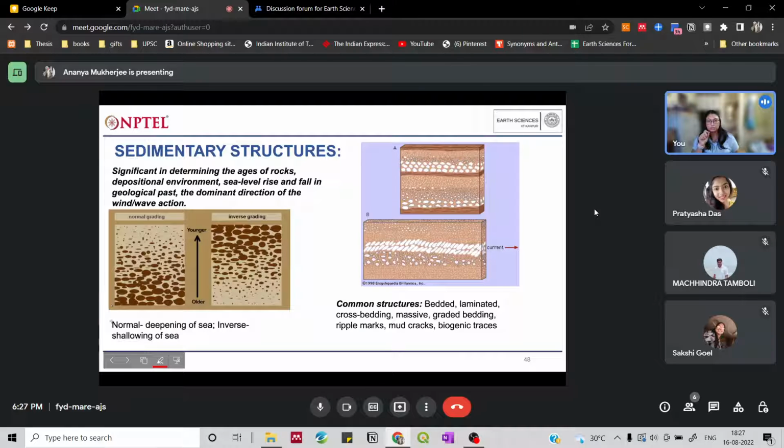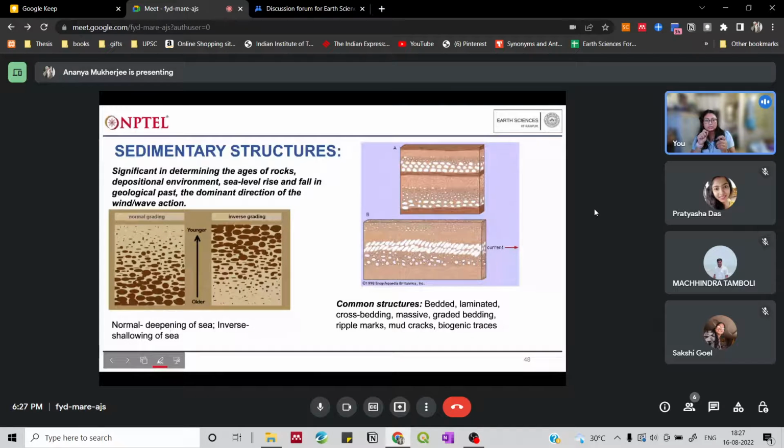Suppose you have what is called a normal grading. Suppose you take a rock, and you see there are coarse grains at the bottom, medium sized grains in the middle, and finer grains at the top of the rock. So you see coarse at the bottom, then the medium, and then the finer grains.